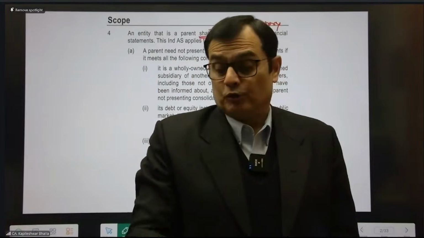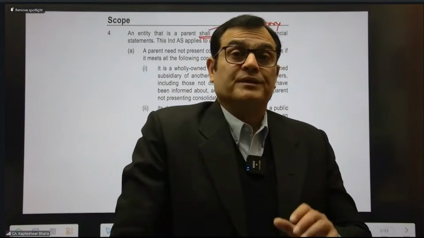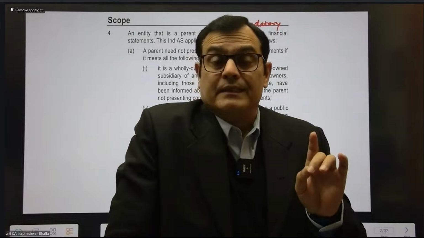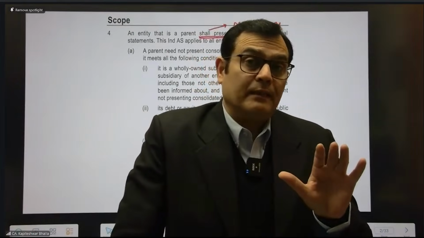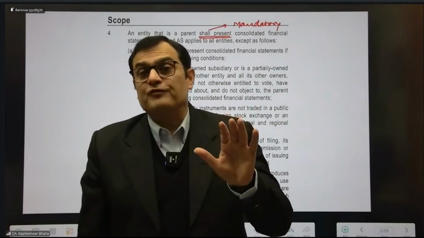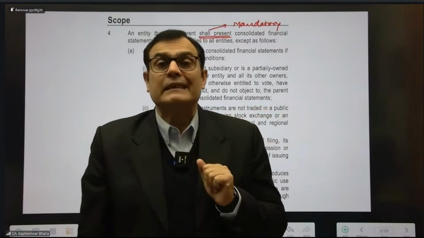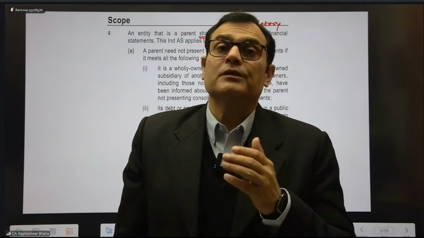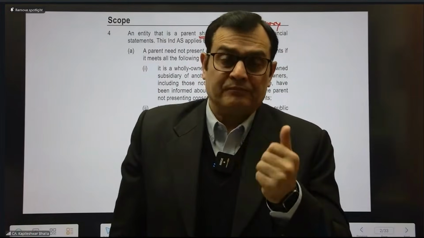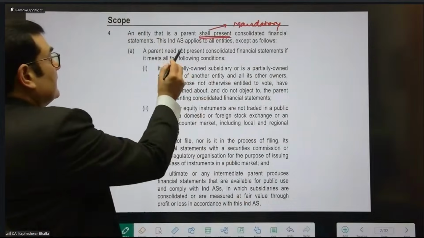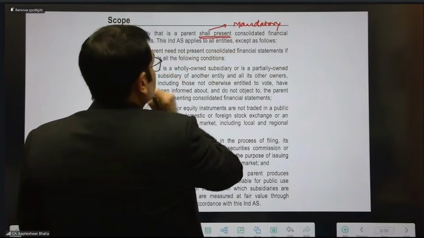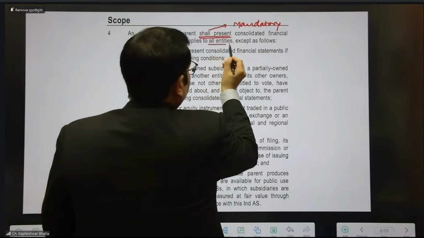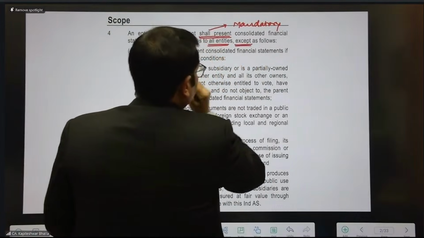Now, how do you assess a control? For the time being, I'm going to consider that if you got more than 50%, I did not say 50, I said more than 50% voting power in a company, then as an investor, you control the investee. As an investor, you're going to be called a parent. And therefore, the standard says that an entity that is a parent shall present consolidated financial statements. This Ind AS applies to all the entities, it says, except as follows.